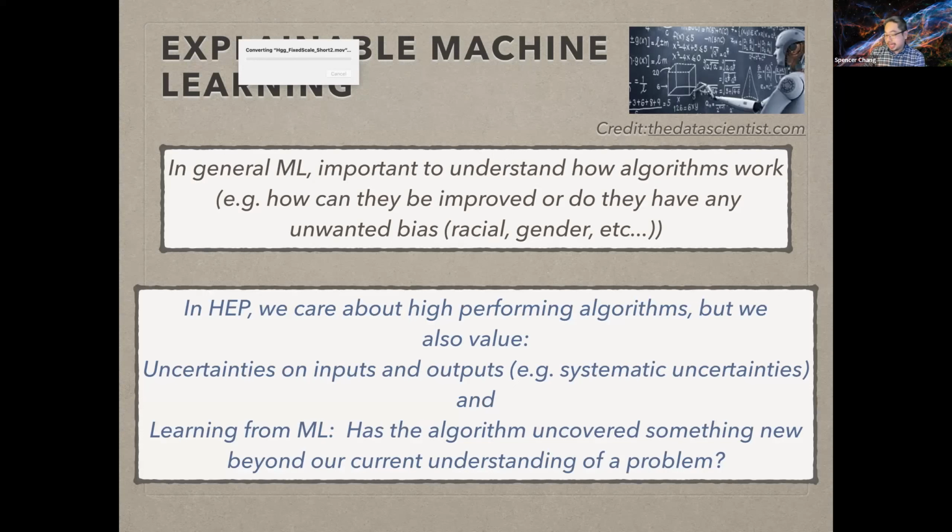We certainly care about high performing algorithms, but we also value other aspects beyond high performance. From an experimentalist point of view, we might be really concerned about what the uncertainties are on the inputs and the outputs of these neural networks.